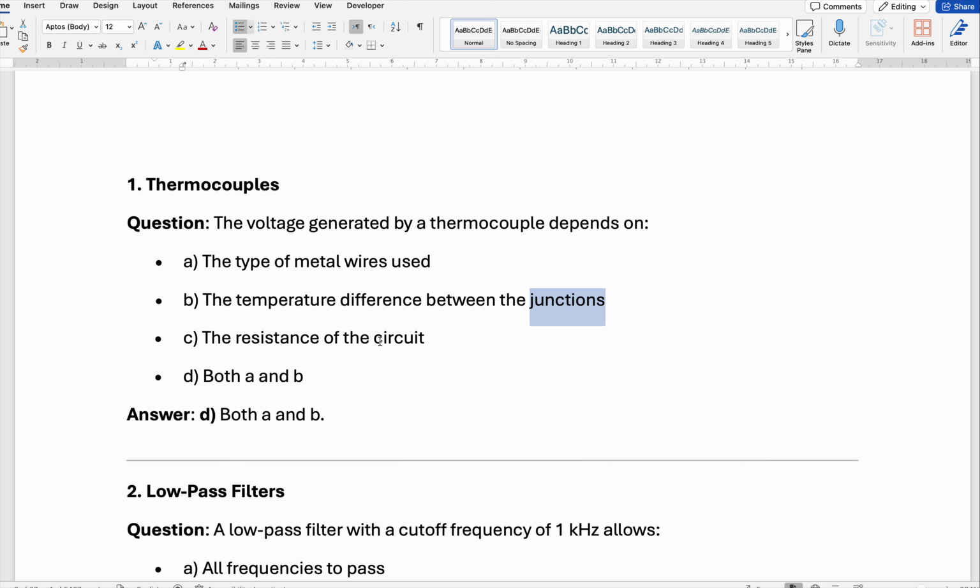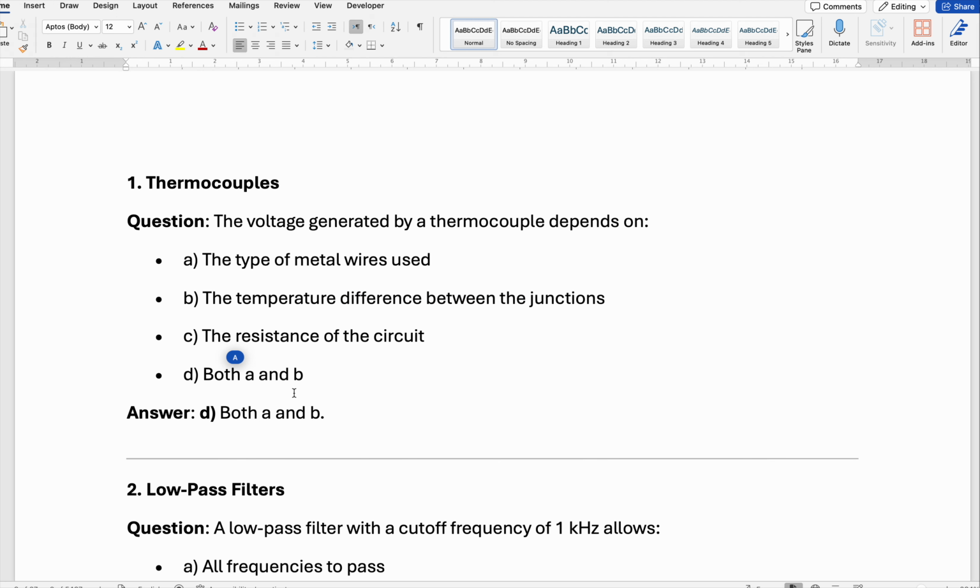The resistance of the circuit: nothing to do with the resistance. RTD, yes, it has to do with the resistance. Thermistors, yes, it has to do with the resistance. Thermocouple has the Seebeck effect. It has two dissimilar materials and the temperature difference. And when you multiply the Seebeck coefficient with the temperature difference, you will get the electromotive force or the voltage. So both A and B are the answers.